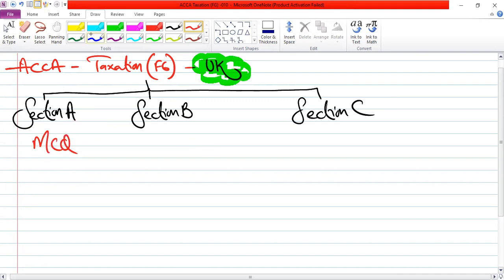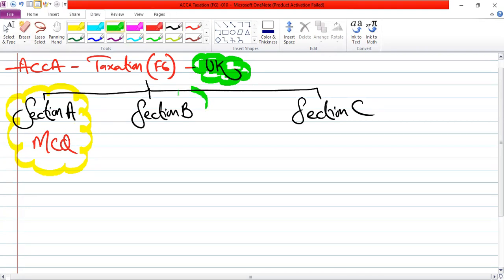MCQs, fill in the blanks, like in your FD level or in F2, F3 papers, your earlier papers, you already know MCQs. There will be one question, 4 options, or a question with a blank, fill in the blank, you need to write your answer. This is select the answer or just type a short answer, khalas.